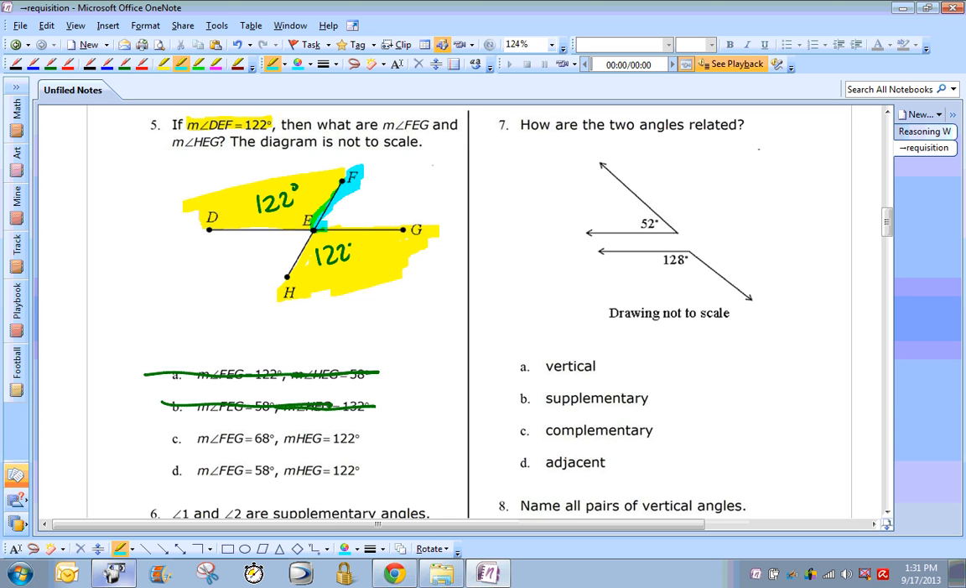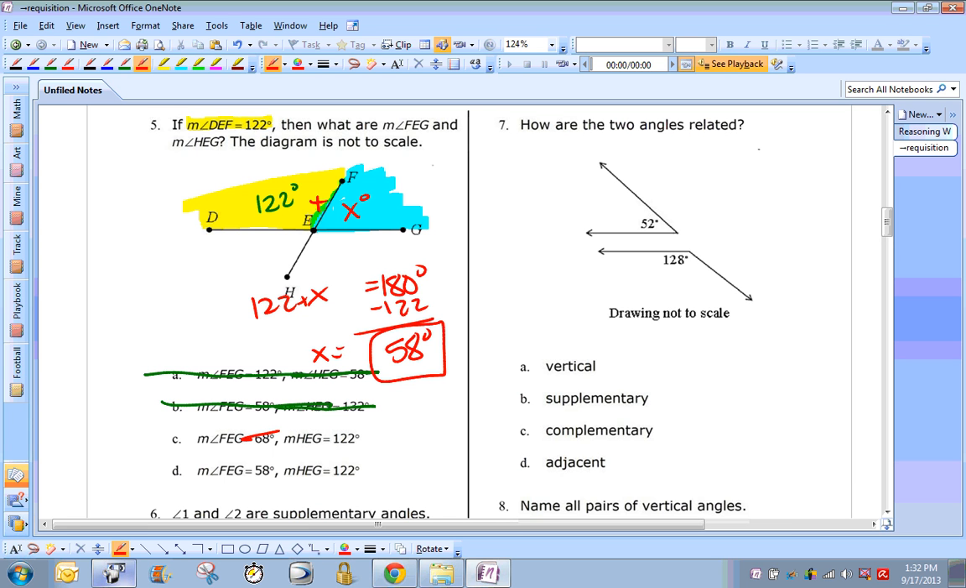Then we look at FEG. When I add the yellow and the blue, I should get 180 degrees because that's a linear pair and they make a straight line. So I don't know what this is. I'm going to mark it as X. 122 plus X should equal 180. When I subtract 122, I'll be left with my missing angle, 58 degrees, which is answer choice D.